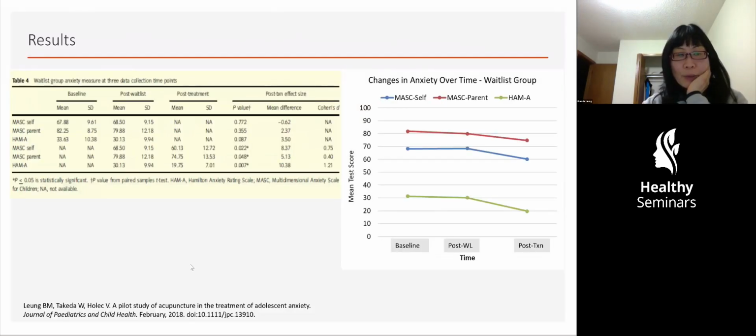I just want to show anyone who's interested this study that I was going to use to illustrate the points I have previously made, but because I talked for too long, I didn't get a chance to do that. It's in the Journal of Paediatrics and Child Health, February 2018 issue, and this is the DOI number if anyone wants to look it up.